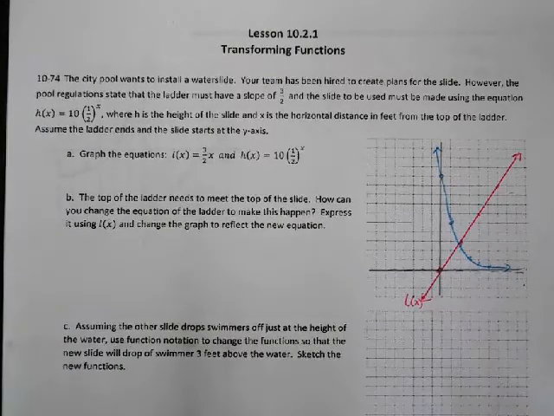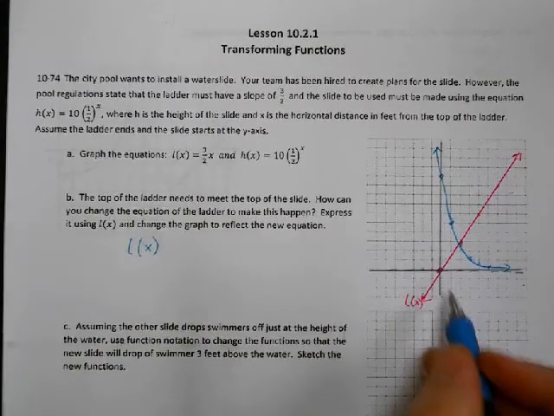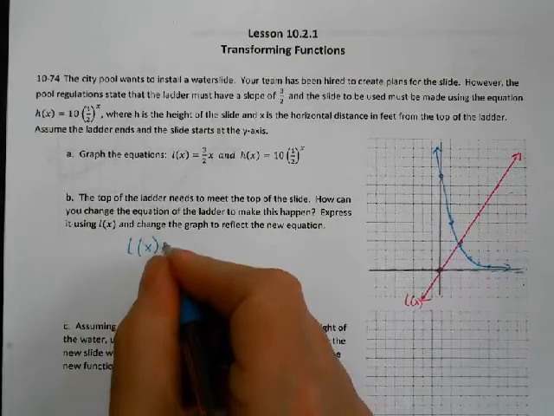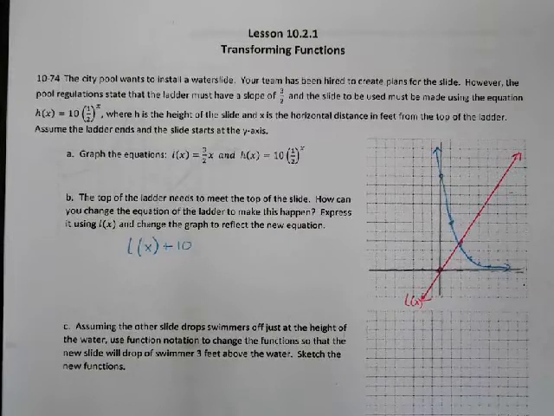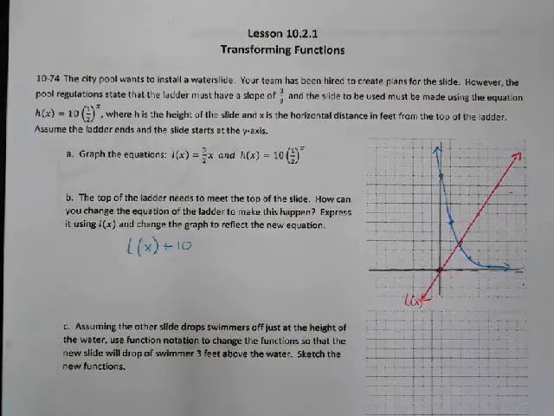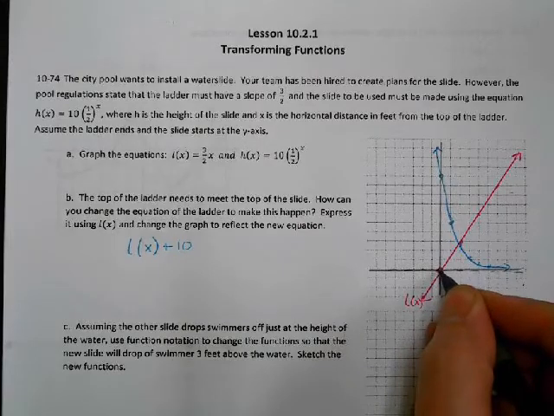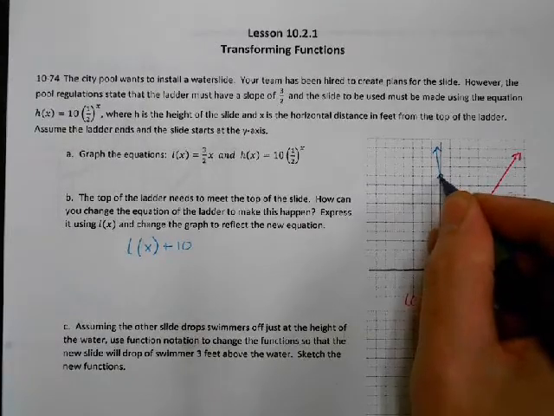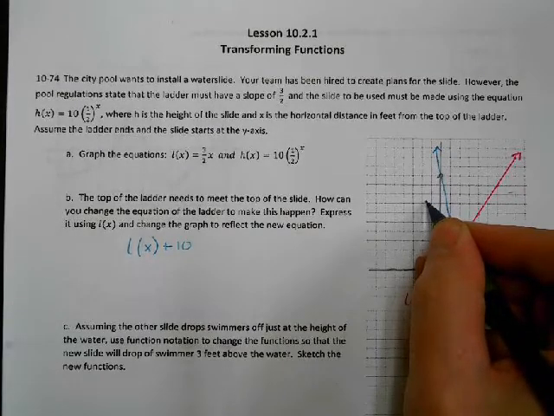I would need to increase the intercept, so I would need to shift it up 10 units. So if I do L of x equals L of x plus 10, that would shift my output up 10 units. It would move everything up 10 units. So this point would move up 10 units and be right here. This point here would move up 10 units, so it would be right here.